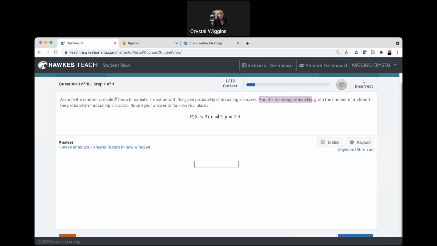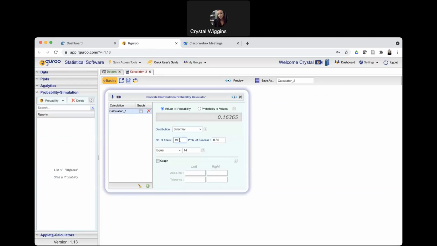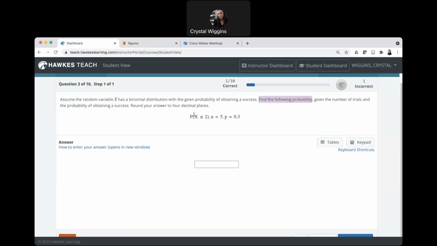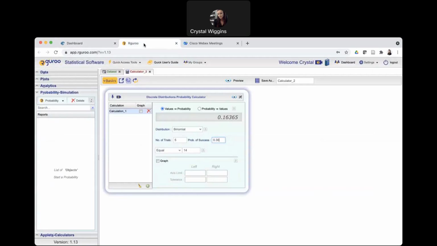So we have n equals 5 and p equals 0.3. Let's type those in. N equals 5. Probability of success 0.3. Notice I don't need to refresh the screen to change it. It works like a calculator, so I could just place in the new numbers. Okay. And now I need to represent that x is less than or equal to 2.